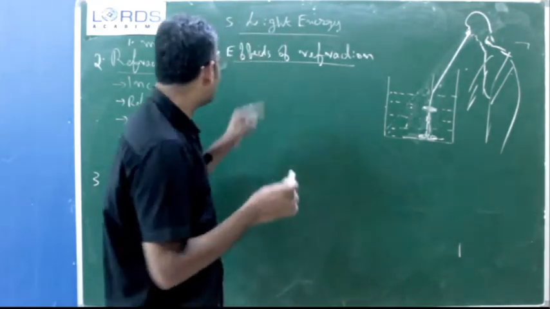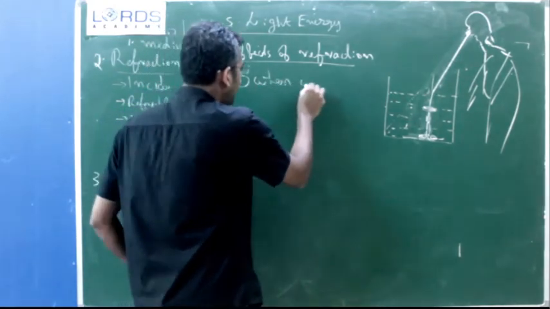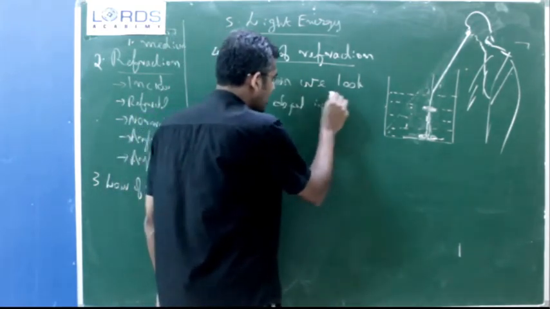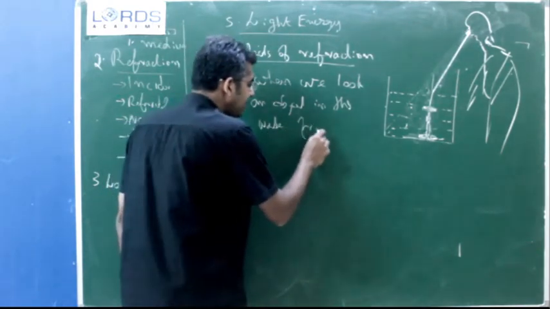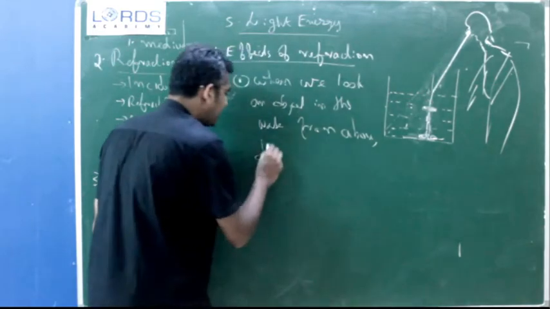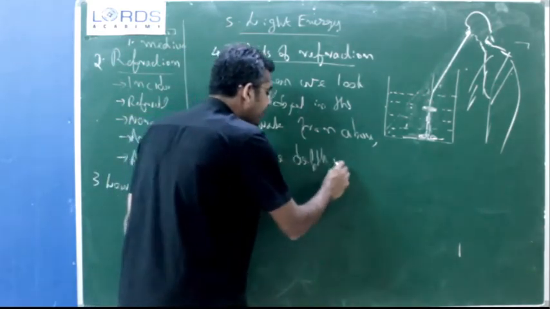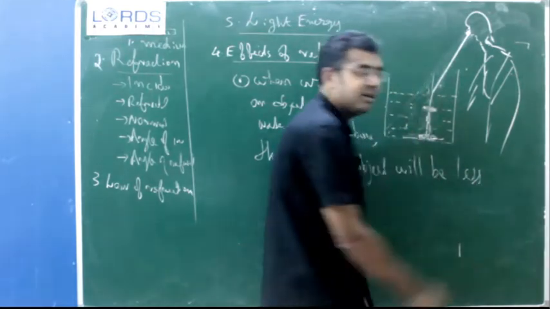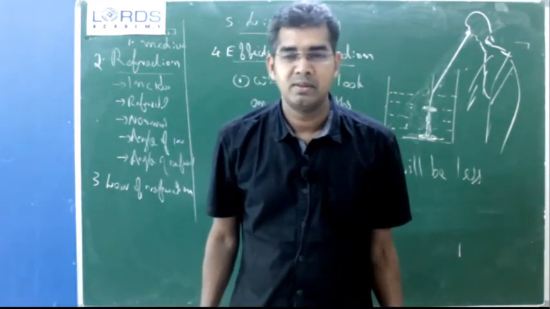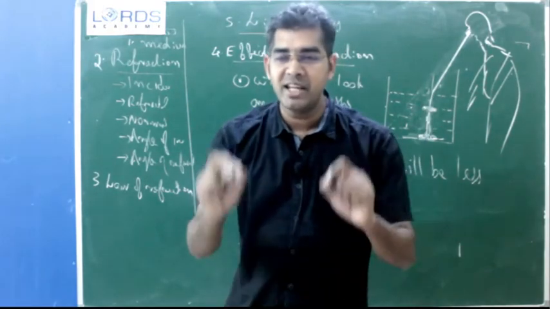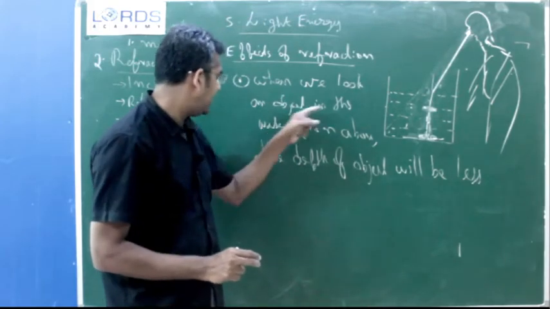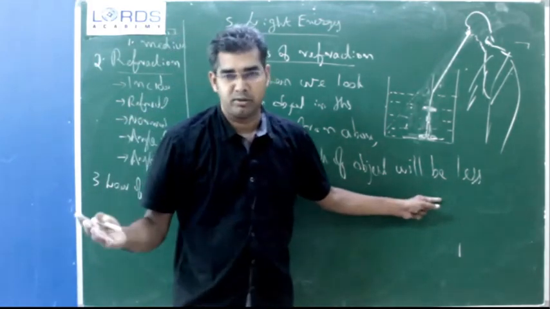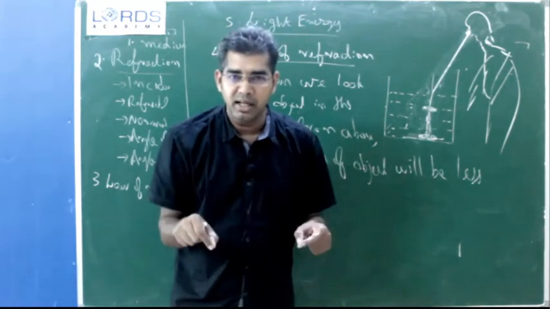Okay, so the question is very simple. First effect: when we look at or observe an object in the water from above, the depth of the object will be less. Why? Because of refraction. That's your answer. The question is: when we look at an object in the water from above, will the depth be less or more? Depth will be less. Why?